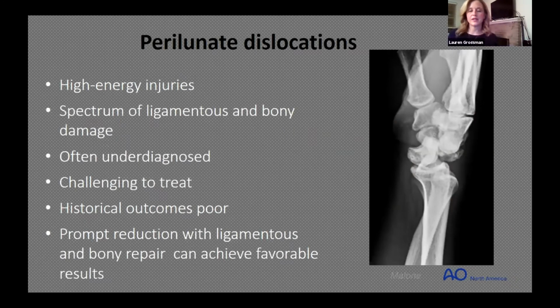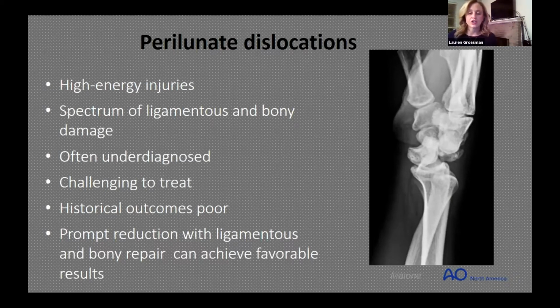So we'll get to the more interesting portion of the talk, perilunate dislocations. You can see here on the right, we've got a dorsal perilunate dislocation. They're usually high energy injuries, and it could be just ligamentous injury, or bony and ligamentous. They tend a lot of the time to be underdiagnosed, and a lot of times they end up being missed, whether it's in the office or in the emergency room.